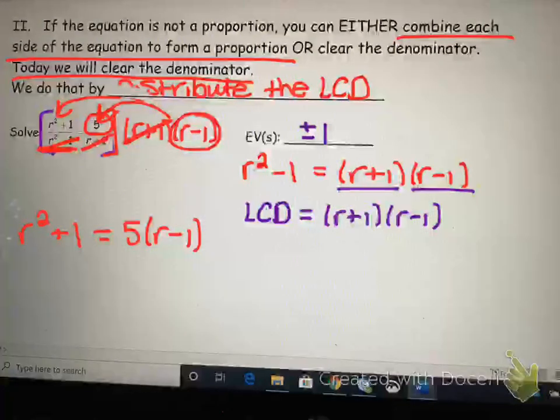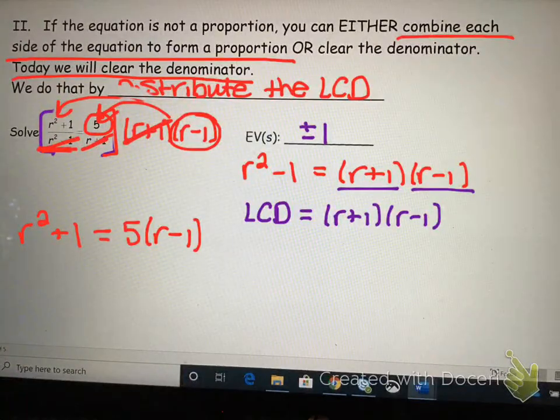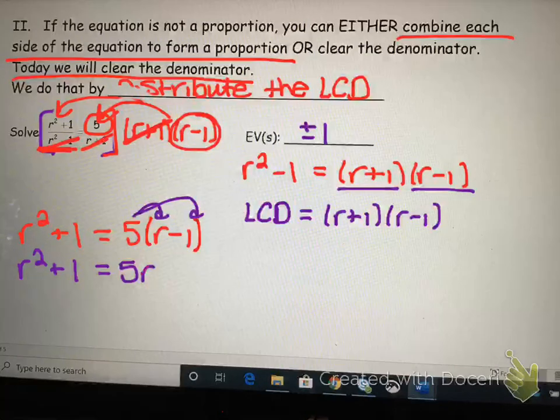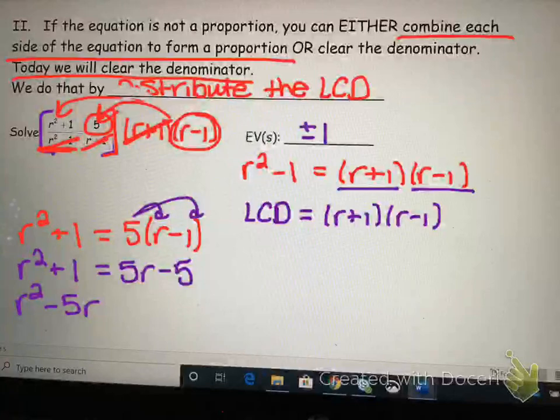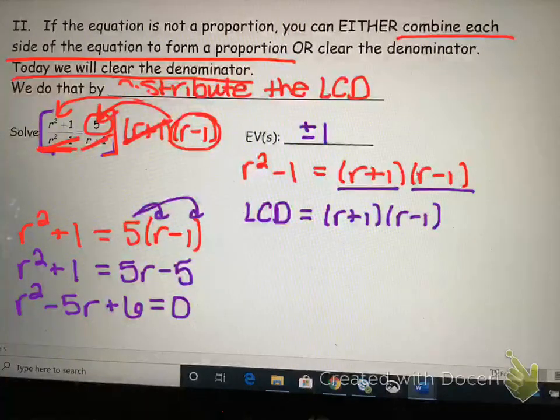Okay, so now what we have is just a quadratic equation. It is no longer rational, and since it is quadratic, we need to simplify it and get it set equal to 0 so that we can solve it. So the left side is already simplified for right now. I need to distribute the 5 through the parentheses and get 5r minus 5 on the right side. And now I want to move everything to one side because this will be a factorable quadratic. So I'm going to subtract the 5r to move it to the left side, and I'm going to add the 5 to move it to the left side. And so this is what it yields.